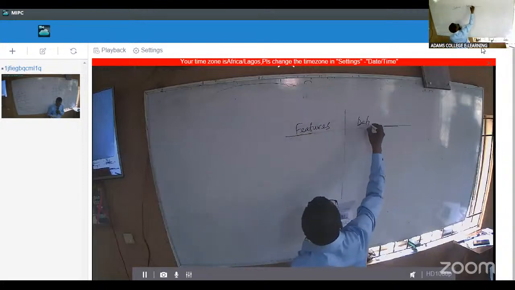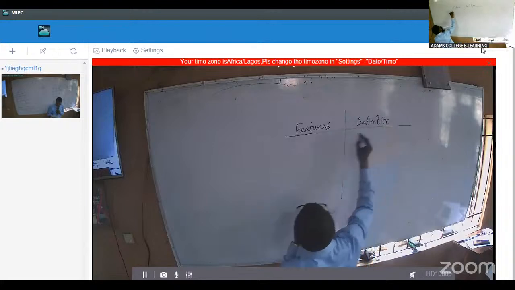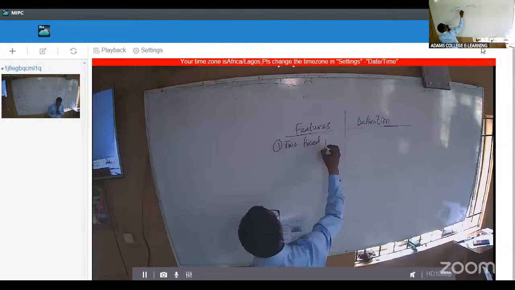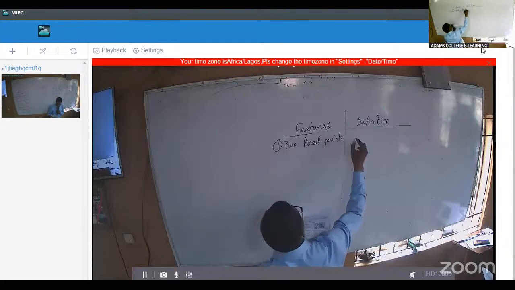Definition. Number 1, two fixed points. When you have two fixed points, that's a perpendicular bisector.